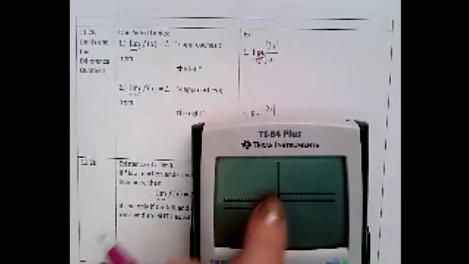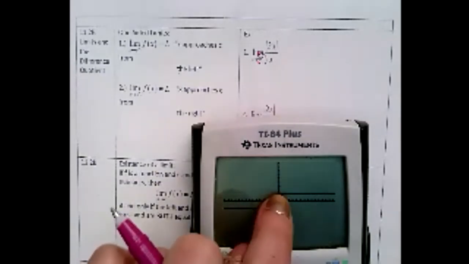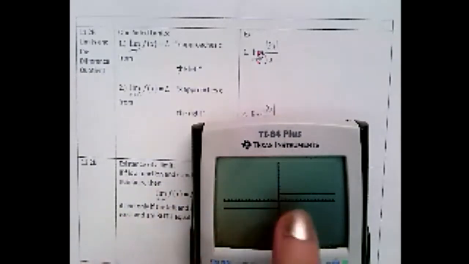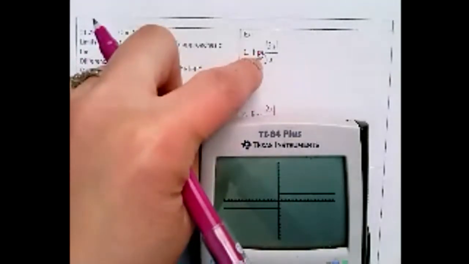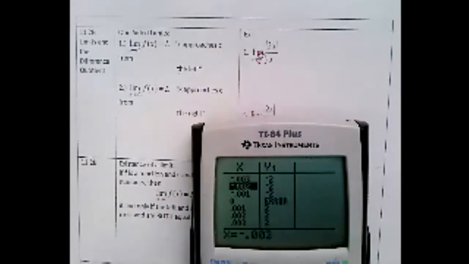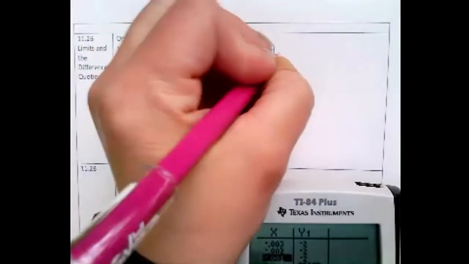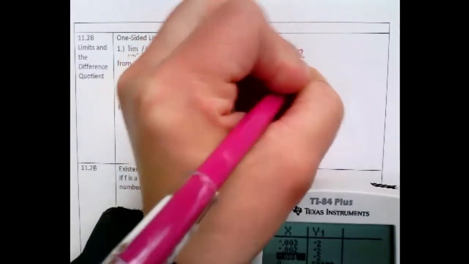Now you can see that there are two different lines here. When we looked at this in the very beginning and said we're using graphs or tables, this would have shown does not exist, because it does not approach the same number from both sides. But now we're looking at just the left, just this side. So we go to our table and only look at the left. From the left, it's approaching -2. So our answer is going to be -2.